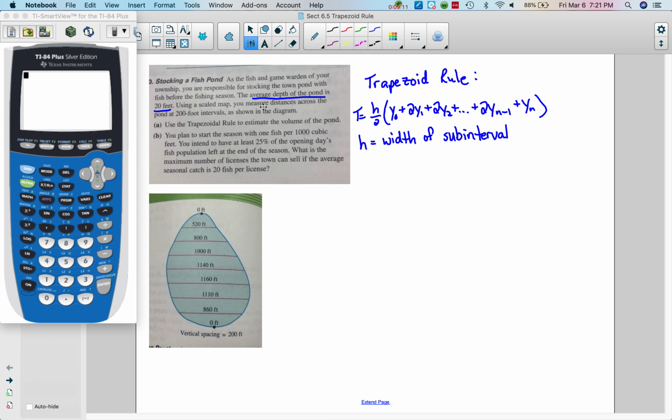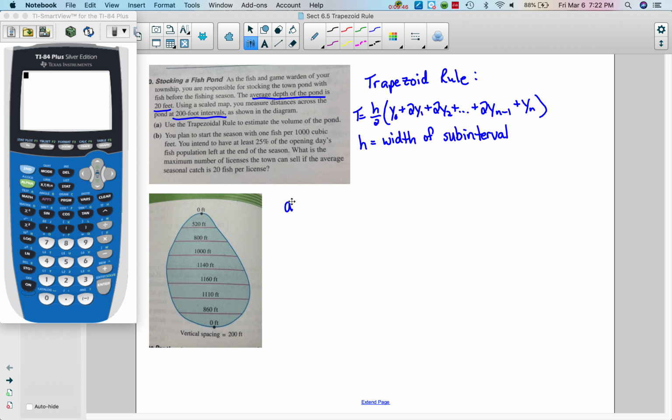Using a scaled map, you measure distances across the pond at 200-foot intervals. Well, that seems important, as shown in the diagram. Use the trapezoid rule to estimate the volume of the pond. Well, we just got done talking about how the trapezoid rule helps us to find the area. So actually, using the trapezoid rule is going to give us the surface area of the pond. That's why this depth is important, because if we want to find the volume, we have to find the surface area of the pond times the average depth. So that's what we're looking for.